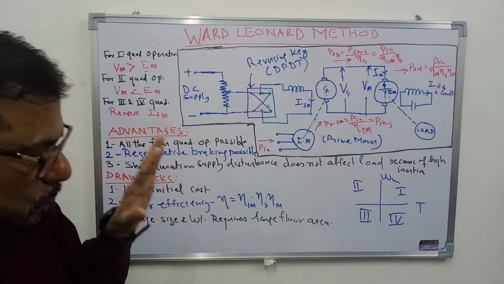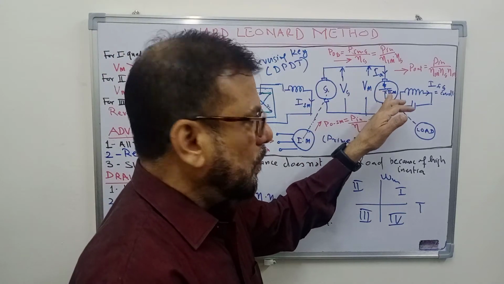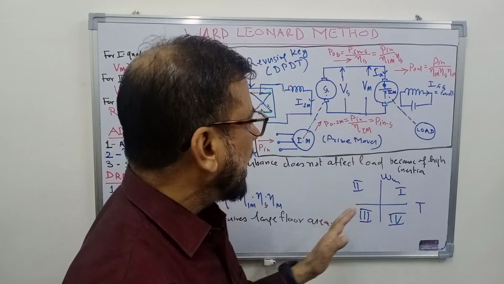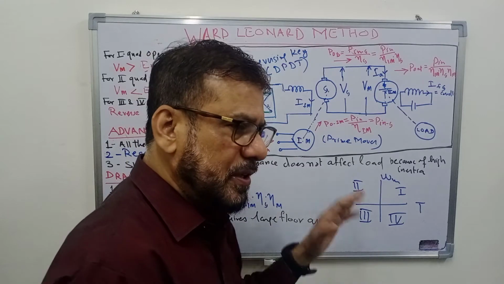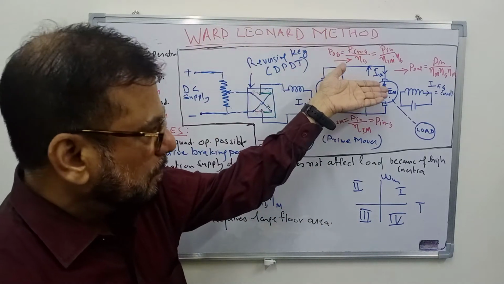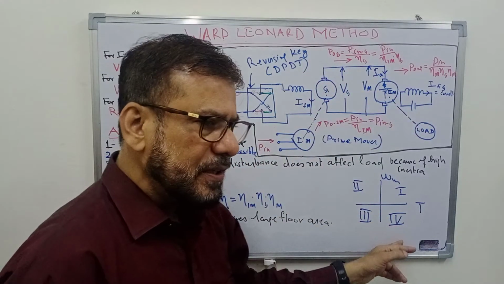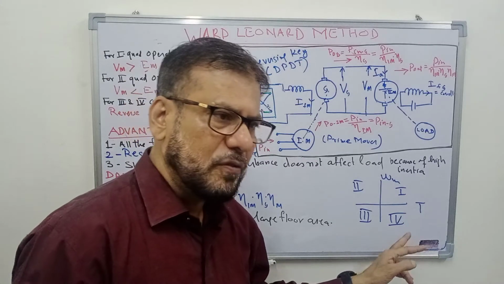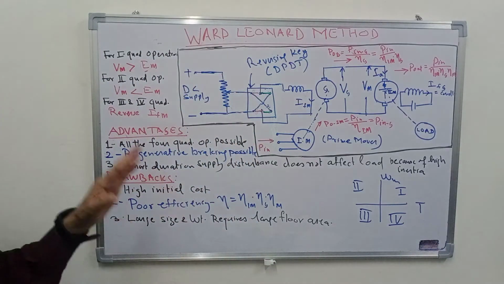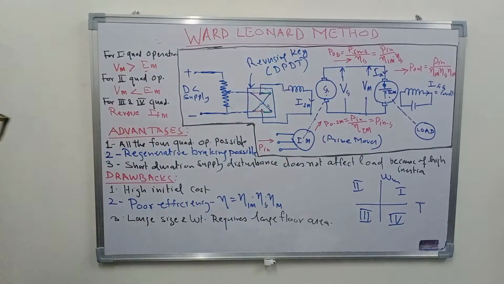In the case of motor, the voltage here will be more than back EMF, and you will have the third quadrant operation. For generating mode, you have to reduce the voltage here below the back EMF, so that we have the generating mode, that is the fourth quadrant operation. So in that way all the four quadrants operations are possible.